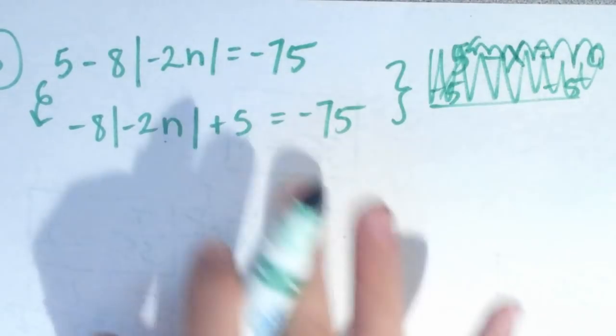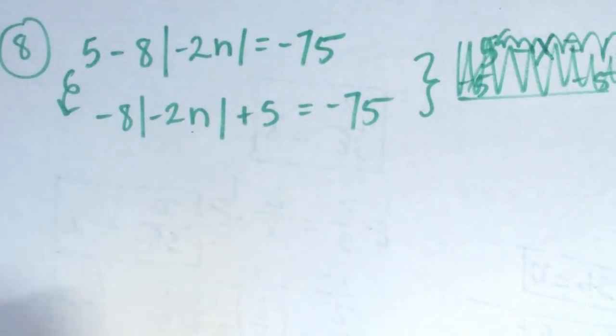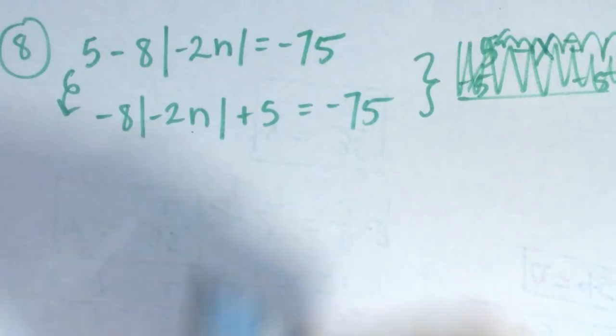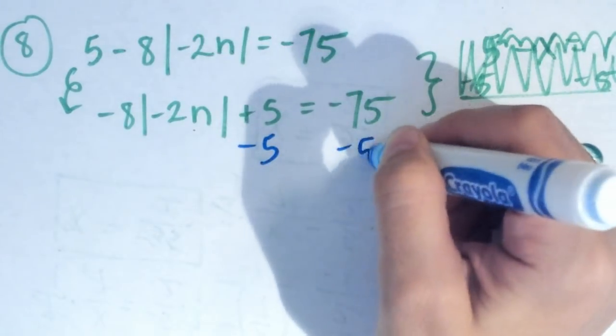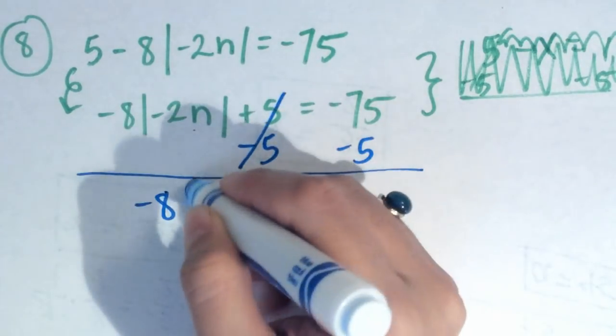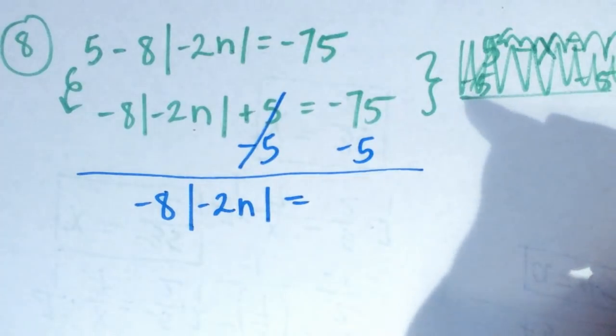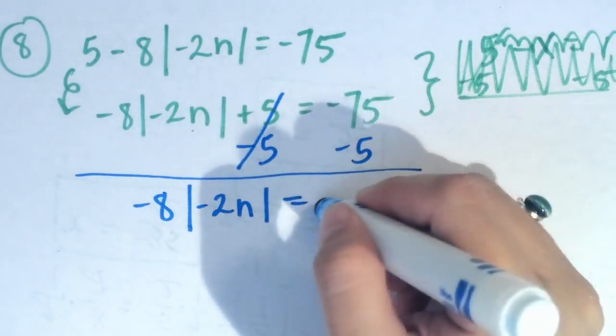Don't worry about it making it more complicated than what it is. All you're doing is just putting the 5 at the end. So if you want to rewrite it like this, you can. I'm going to subtract 5 first, because of PEMDAS, because I want to get the absolute value by itself. So I get negative 8 times the absolute value of negative 2n equals negative 75 minus 5, which is negative 80.